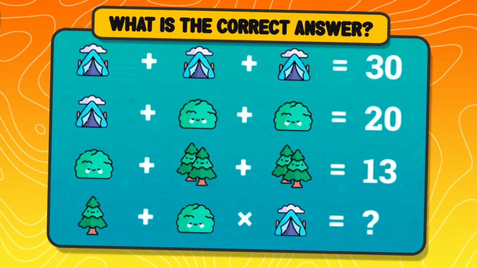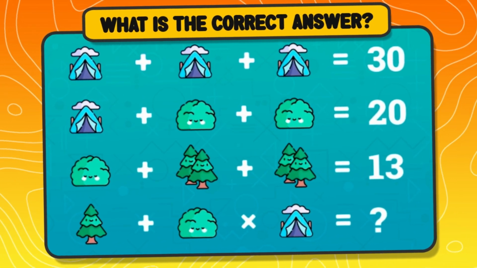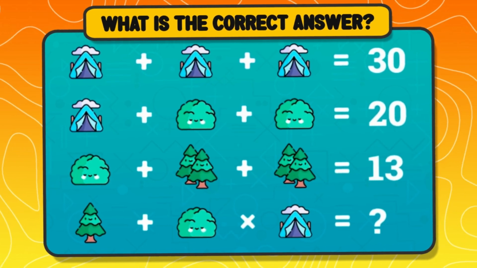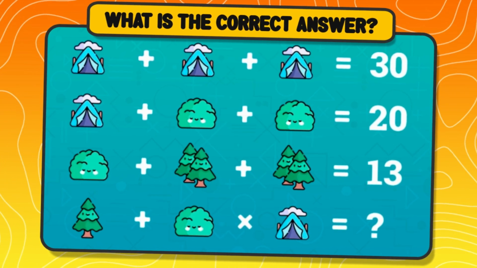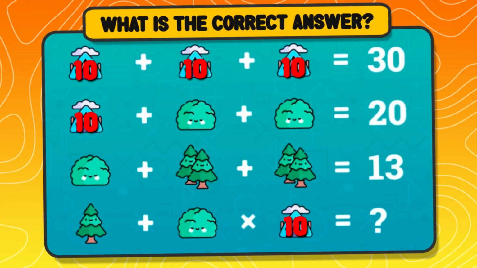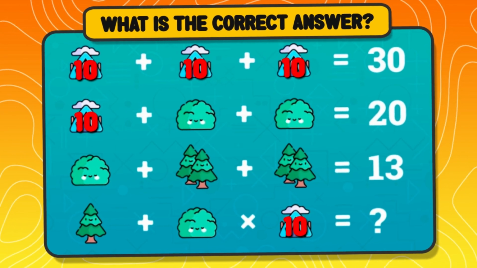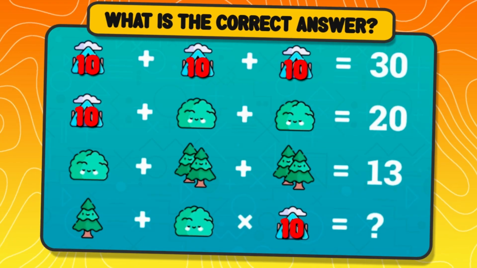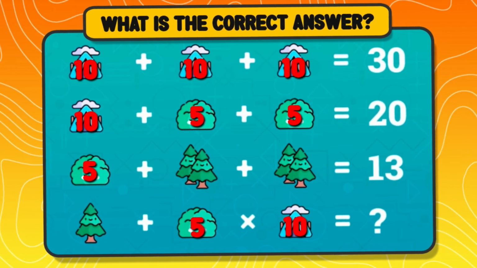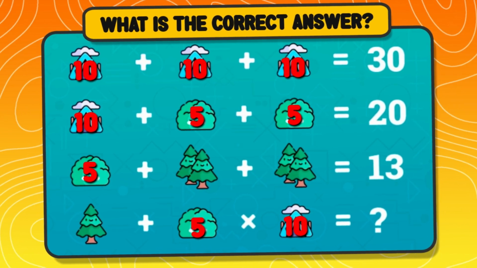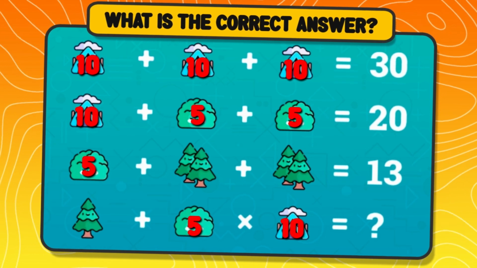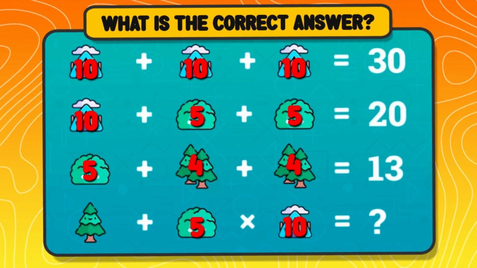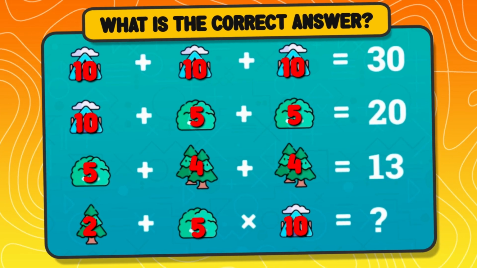So, let's break down the solution. In the first example, we see that the answer is 30. This helps us understand that the tent equals 10. Now, let's move on to the second line. Here, we find that the bush equals 5. In the third line, the answer is 13. If the bush equals 5, then 2 pine trees equal 4, which means each pine tree is 2.